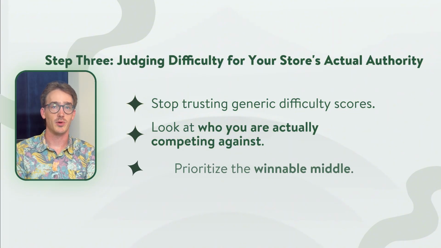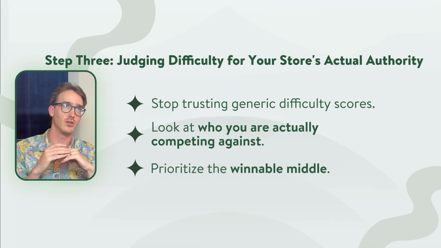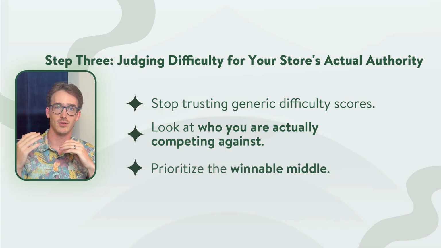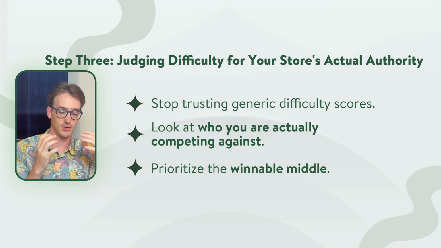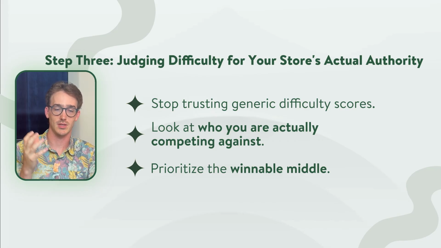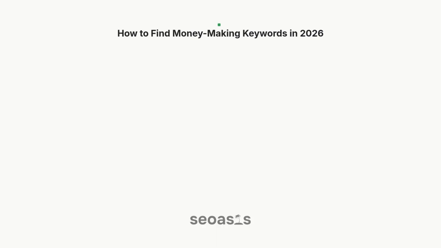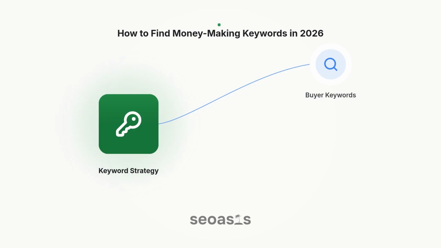And then you just want to prioritize the winnable middle, like go for as big as you can that's realistic, so you can build authority within those smaller keywords. And again, as you do build authority, you can start to target bigger and bigger keywords down the line, but start with the ones that are realistic and work your way up from there. That's pretty much the process in a nutshell. Once you have the keywords, of course, you have to optimize the pages, but you know how to separate the buyer keywords from browsing keywords, map them to the right pages, and judge the difficulty for your store's real authority.